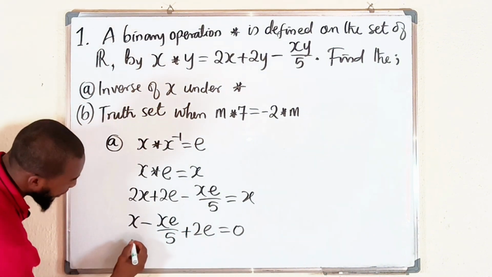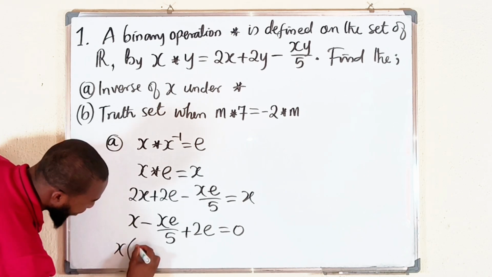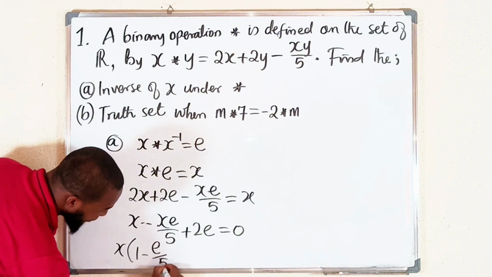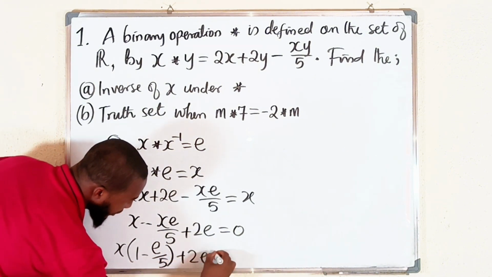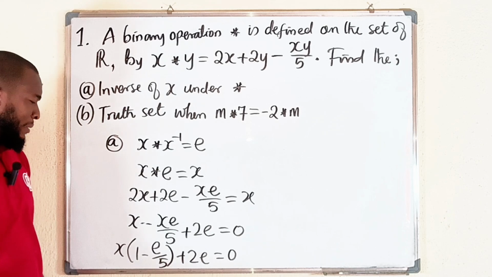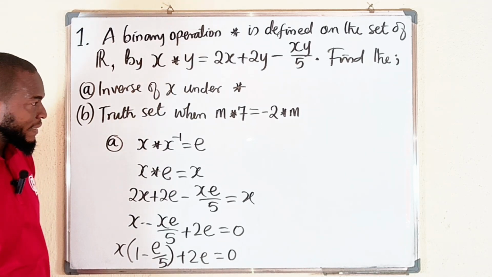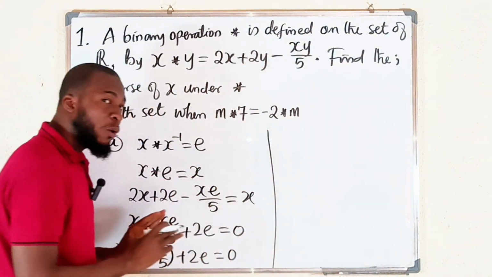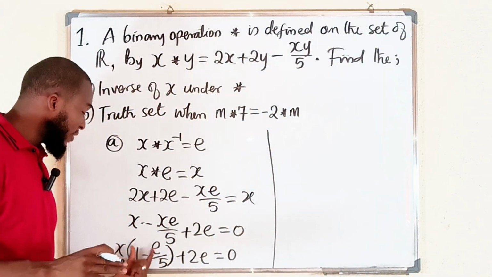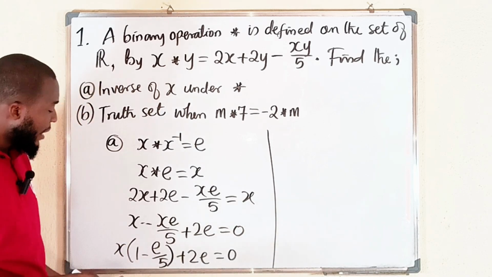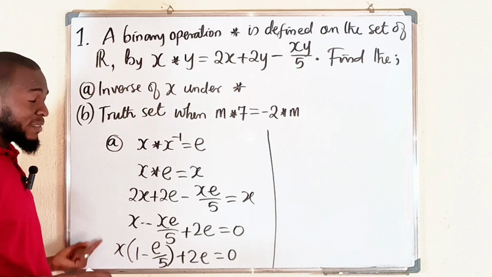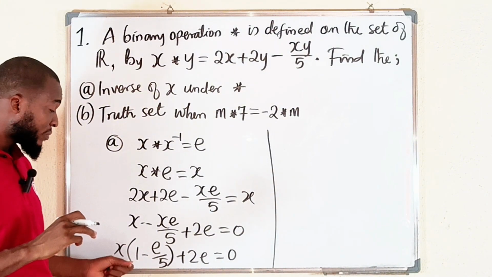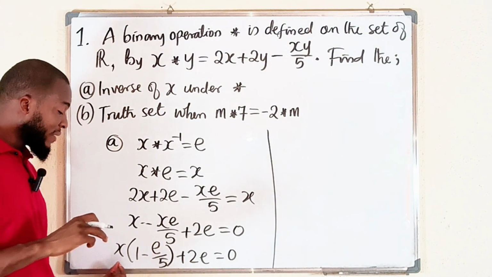I can see x in common here, so I can factor out x. Inside we have 1 minus e divided by 5 here, right? Then plus 2e equal to 0. But you can see that our identity is dependent on x, which we don't want. But this can only be true because you can see something plus something equal to 0, right? We know that this x is a number which we have taken from the set. So therefore, for this to be 0, even if this is 0, this cannot be 0.